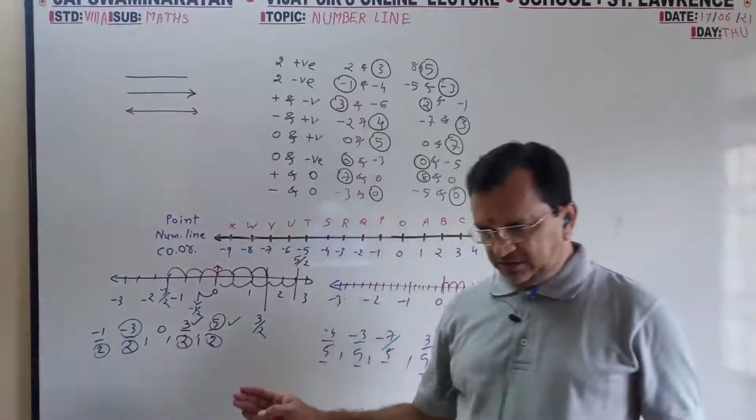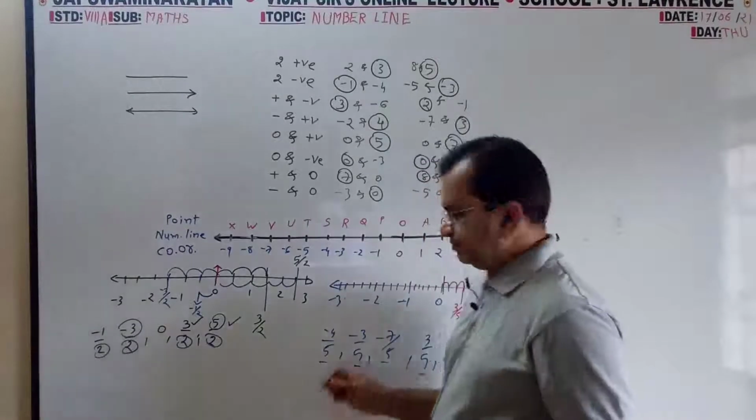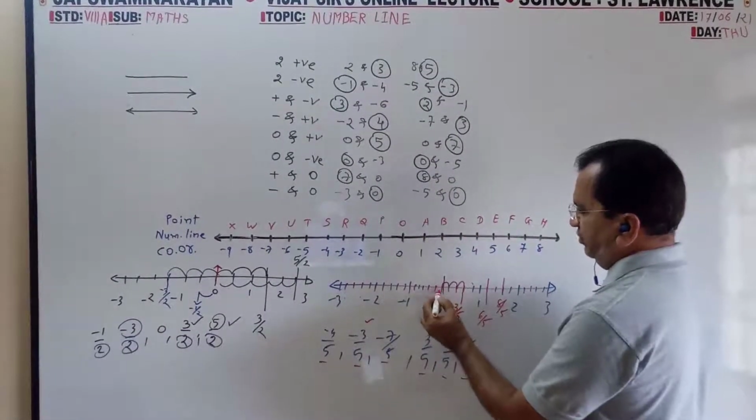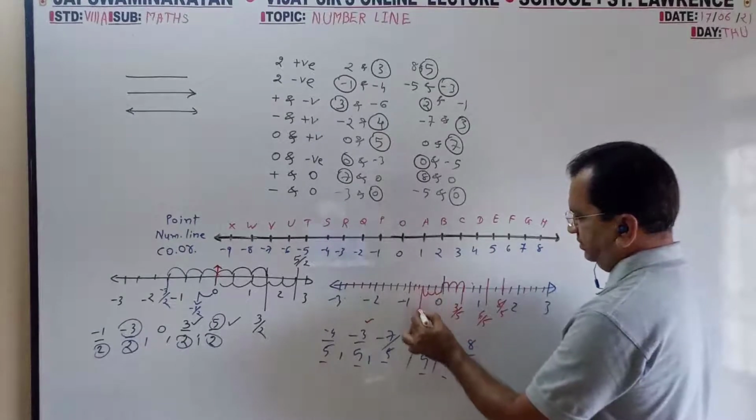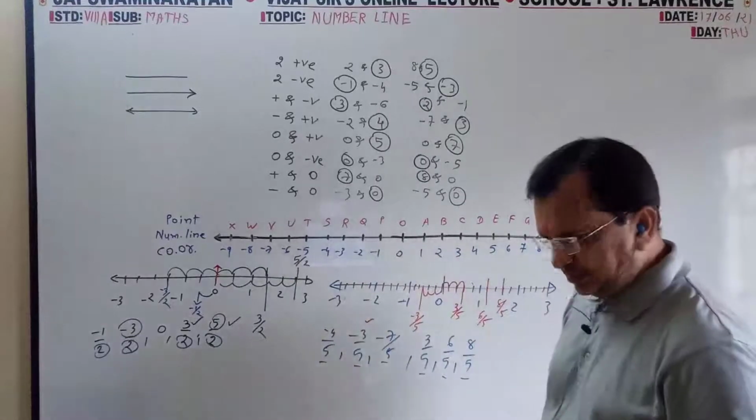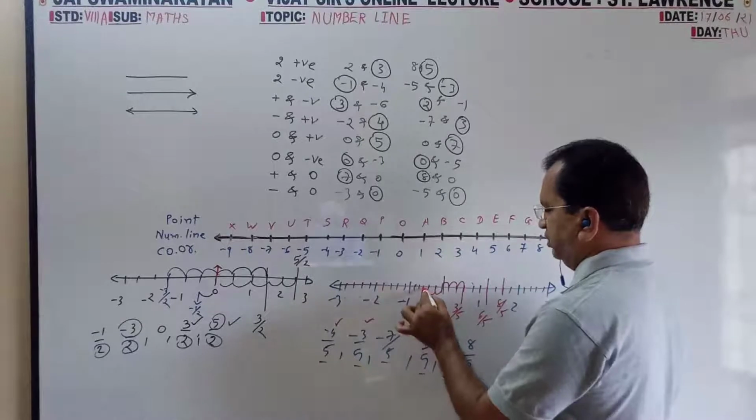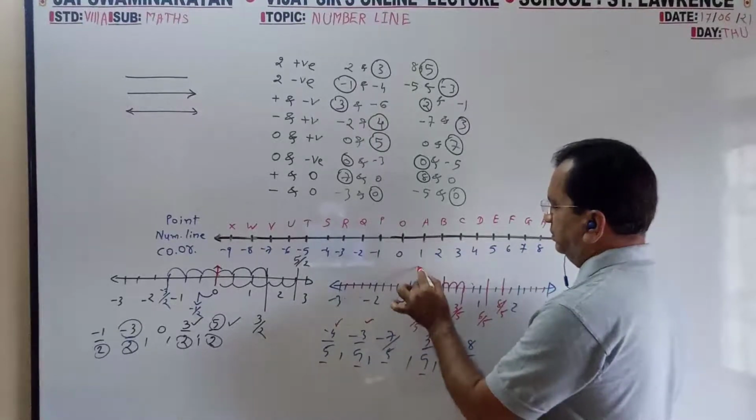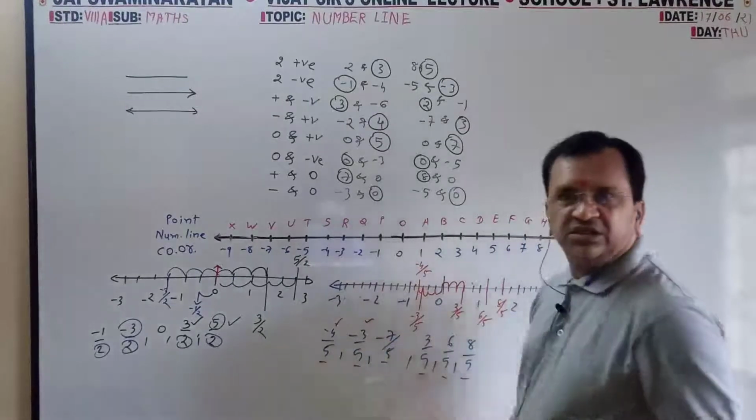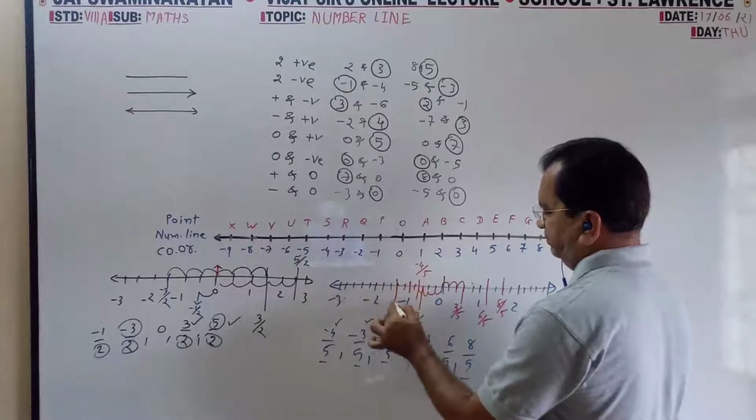Now negative number. So left side. Now this 3 by 5. So first part, second part, third part. Minus 3 by 5. Now minus 4 by 5. So this is 3, this is 4. Seven by 5. So up to here it is 5, 6, 7.